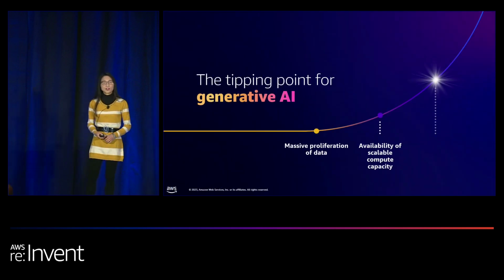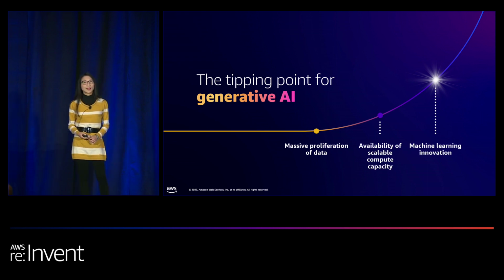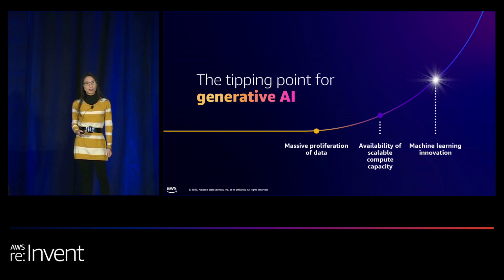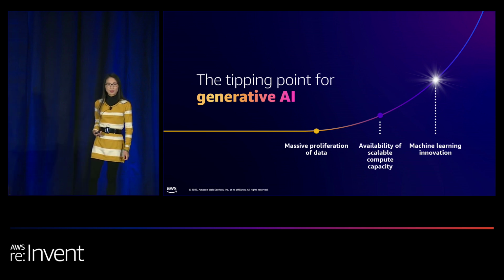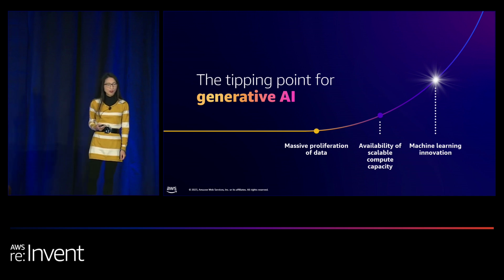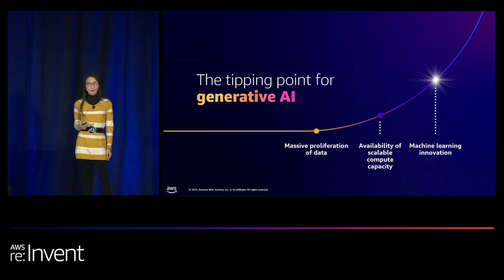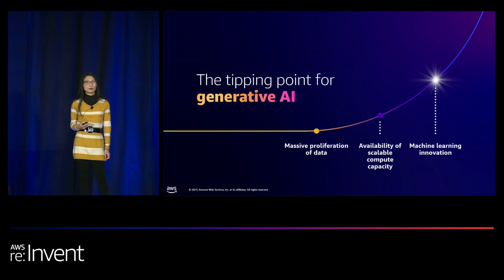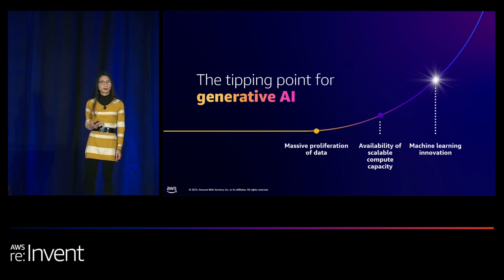The field of artificial intelligence has been around for decades. Now you may have this question: with so much potential, why is this technology, generative AI, which has been percolating for decades, reaching its tipping point now? Because with the massive proliferation of data, the availability of highly scalable compute capacity, and the advancement of machine learning technology over time, generative AI is finally taking shape.